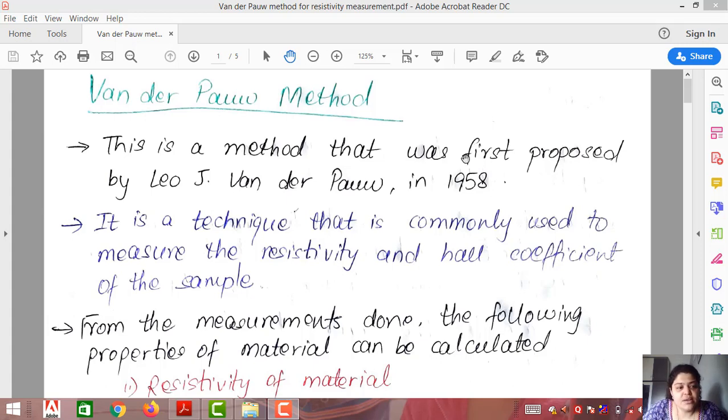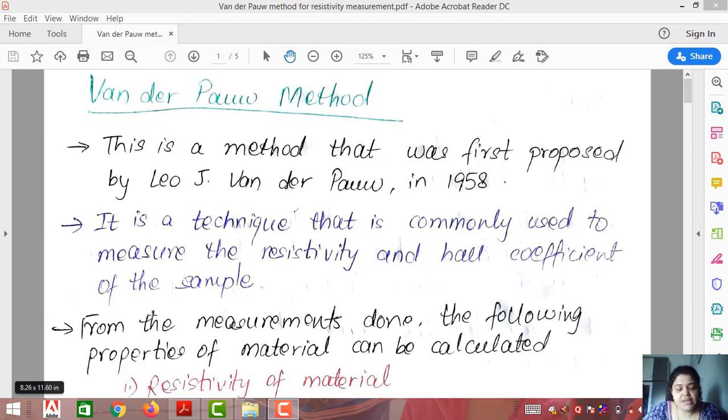Hello students, today we will be discussing the second method of the chapter measurements, that is the Van der Pol method. This name Van der Pol is because it was first proposed by the physicist Leo J. Van der Pol in the year 1958. This is a technique used to measure many different parameters related to semiconductor devices. It is commonly used to measure resistivity and Hall coefficient of the sample.